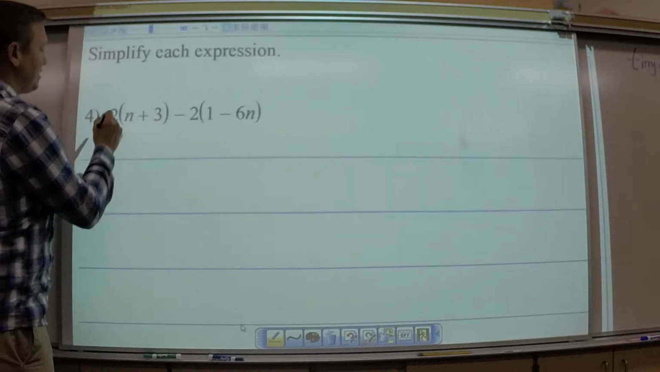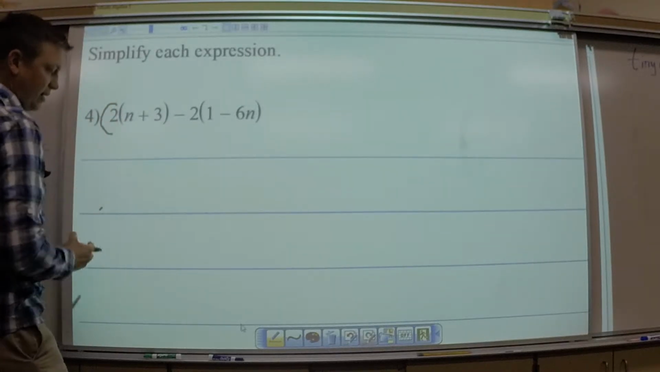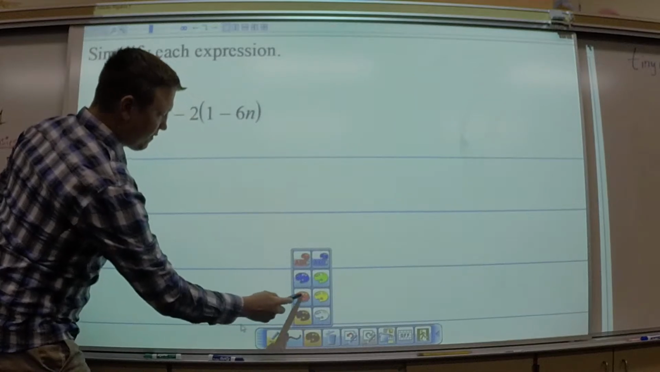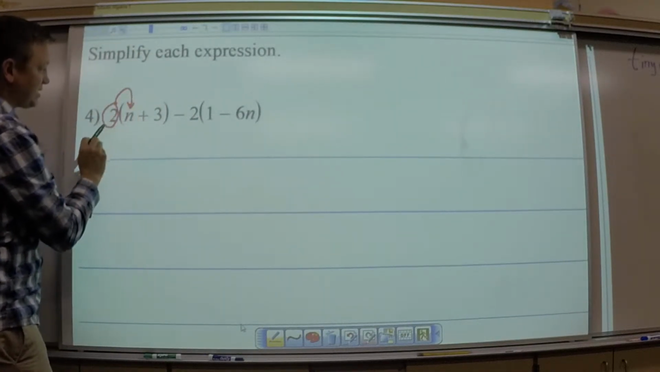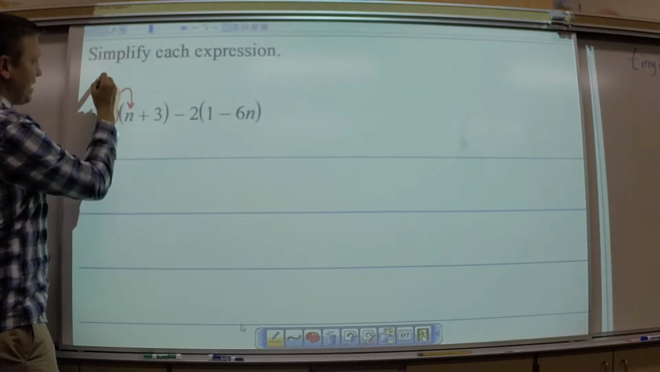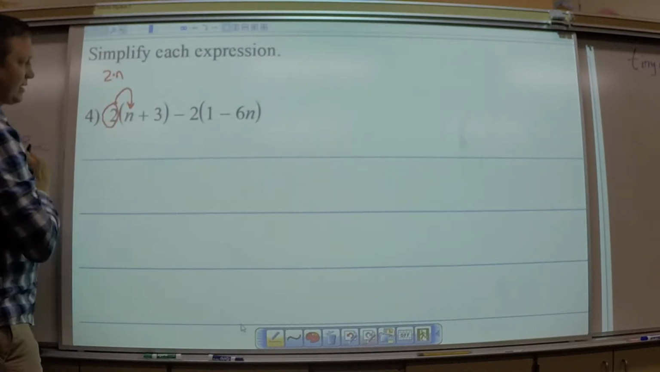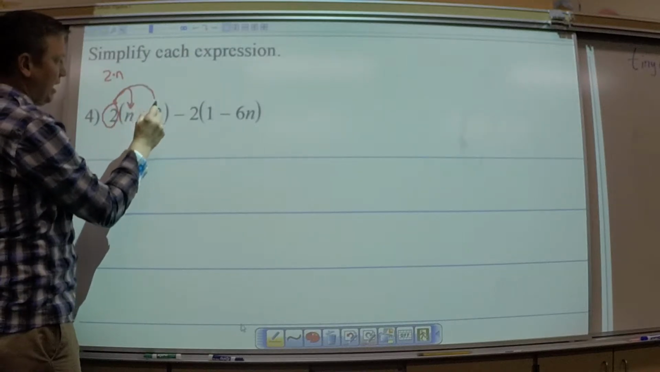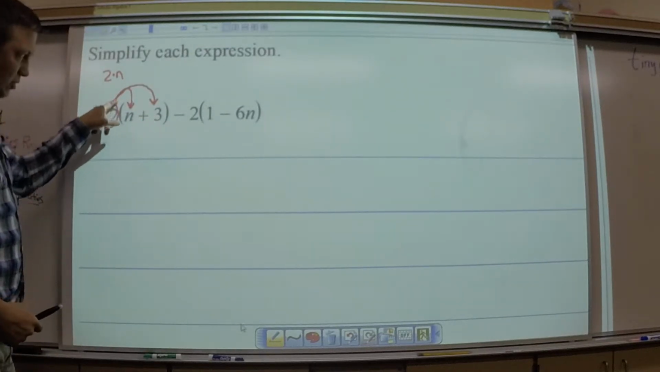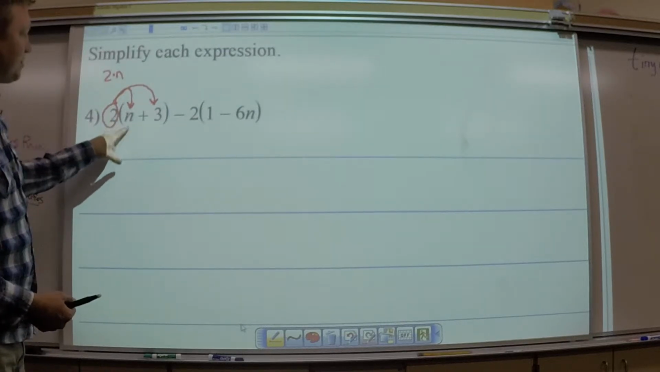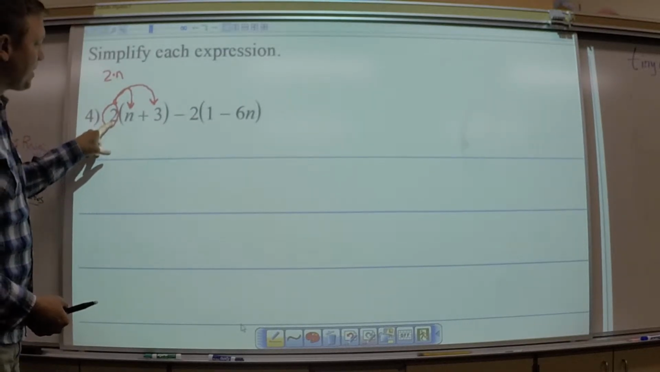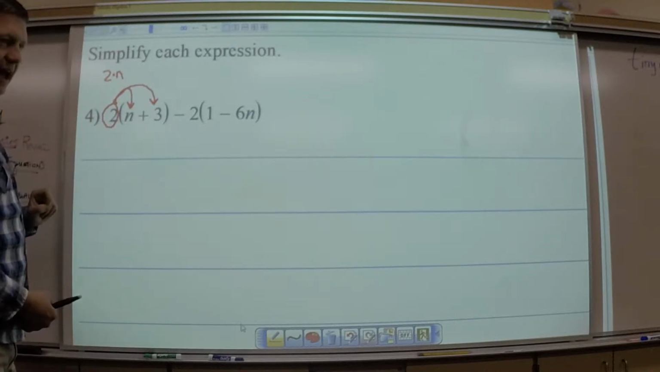So the first thing I do is I circle. I'm going to use a different color here. So I like to circle that one, multiply once. That's a 2, and so it's going to be 2 times n. Okay, then I do it twice. Multiply once, multiply twice. Remember, that's the distributive property. It distributes the multiplication that's out front to each of the individual things inside.